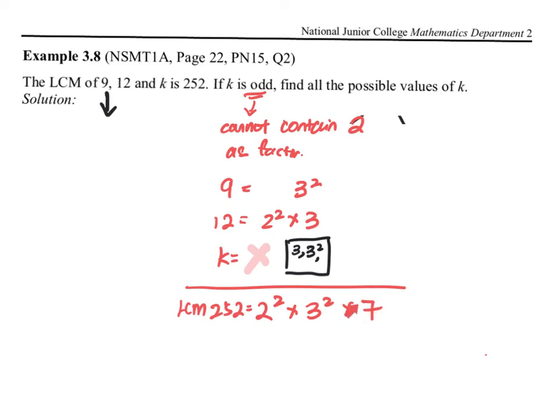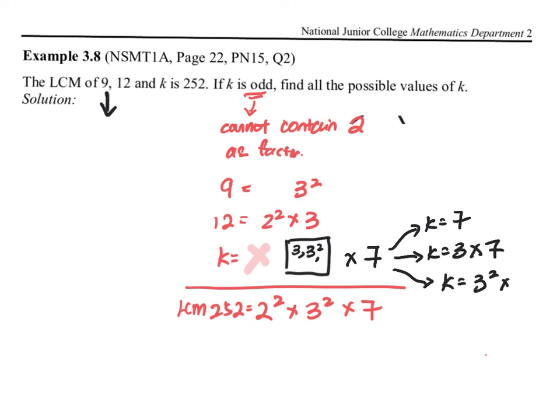Then under 7, you notice that 7 is not present in the number 9 or 12. The number 9 does not contain 7, and the number 12 does not contain 7, but the LCM has 7 as a factor. Therefore, K must contain 7. Remember, K is odd, so K cannot contain 2. K could be just 7, or 3 times 7, or 3 to the power of 2 times 7.